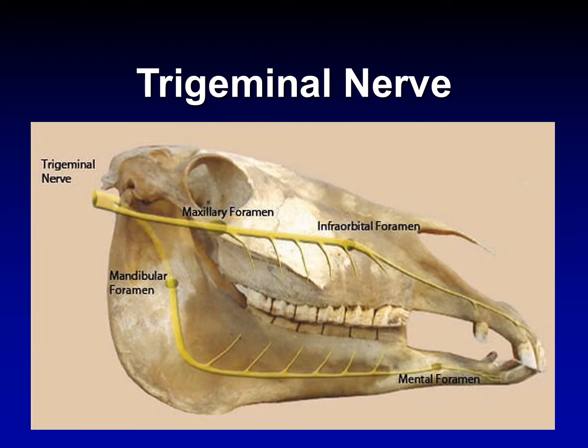You've seen this picture before, and this shows you these branches that we've talked about and how they come off the trigeminal nerve. The fifth cranial nerve gives the mandibular nerve that goes through the mandibular foramen, the mental nerve that goes through the mental foramen, and the infraorbital nerve that goes through the infraorbital foramen.